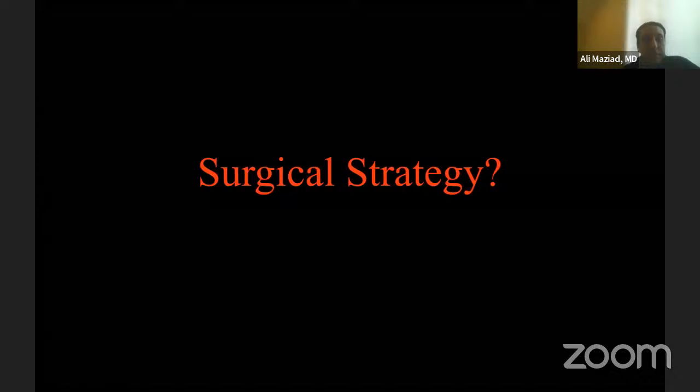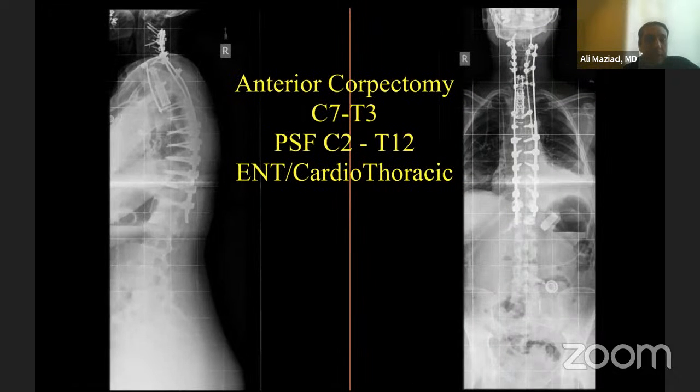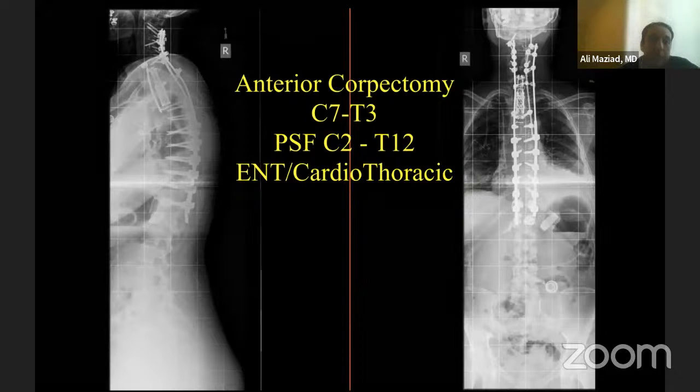Yeah, sure. No problem. Okay, so actually it was a pretty involved surgery. She had an anterior corpectomy from C7 to T3. Obviously ENT and cardiothoracic were involved. She had a sternotomy to get that access. And then from the back, she had a C2 to T12 posterior fixation and also cement augmentation for the LIV.